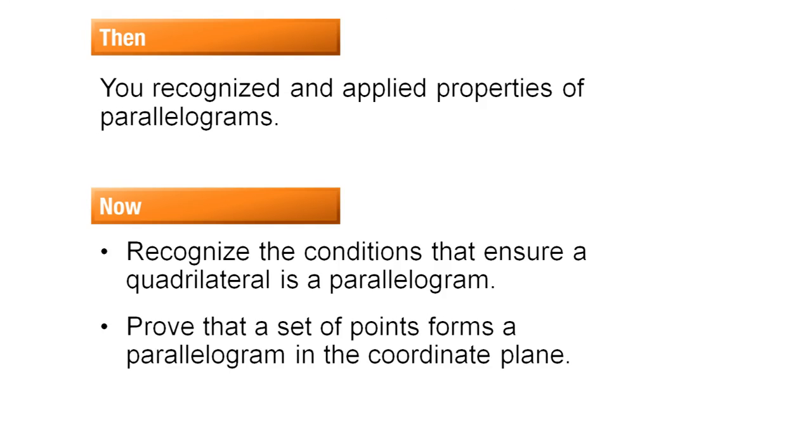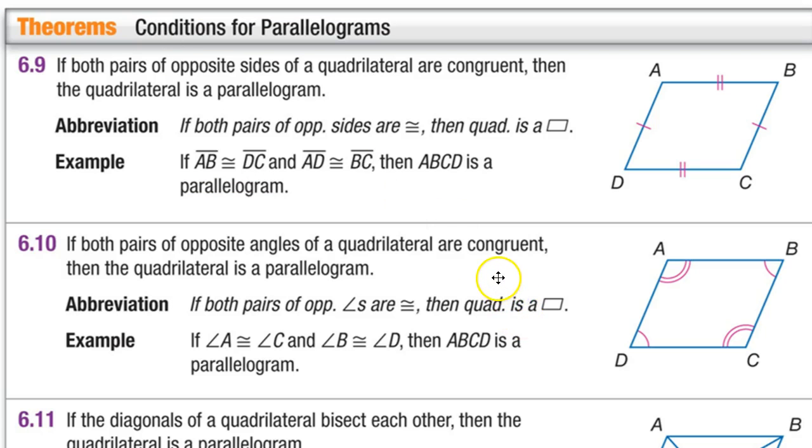Basically, not theorems about parallelograms, but tests to see if you have a parallelogram. Theorem 6.9 is if you can show that both pairs of opposite sides of a quadrilateral are congruent, then it's a parallelogram. Theorem 6.10: if both pairs of opposite angles of a quadrilateral are congruent, then you can show it's a parallelogram.